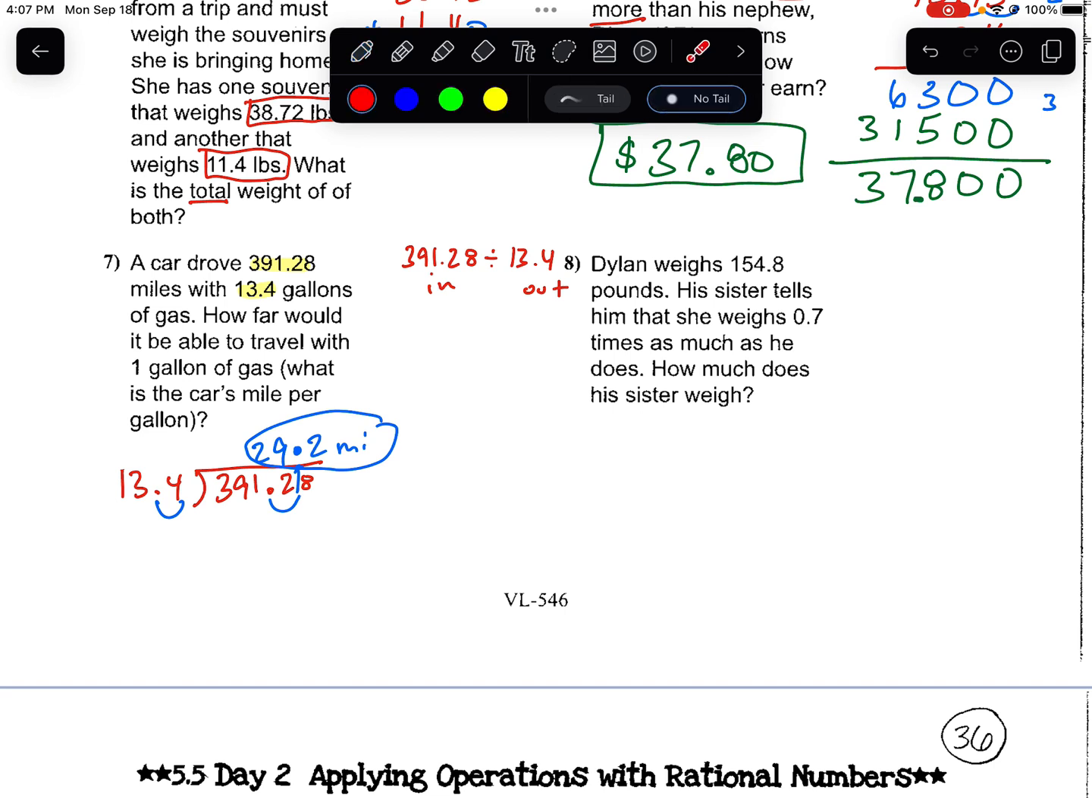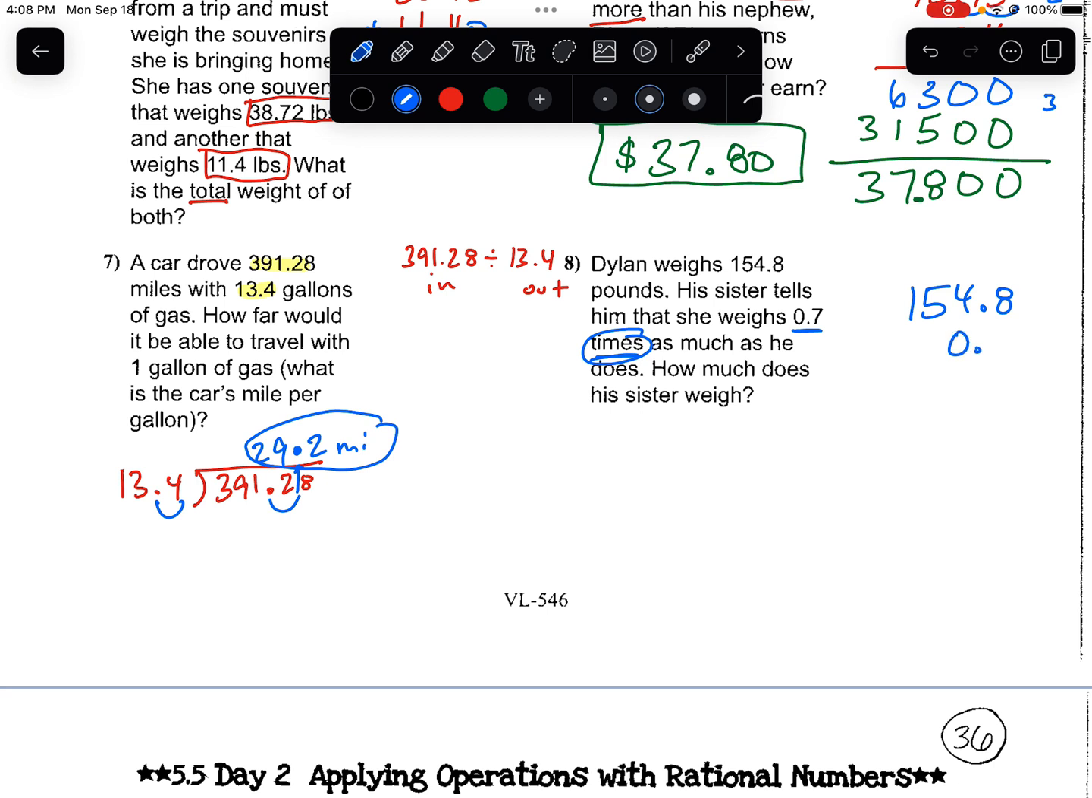Last one. Let's take a look at Dylan. Dylan weighs 154.8 pounds, and his sister tells him that she weighs 0.7 times as much as he does. How much does his sister weigh? 0.7 times as much as he does? How do I figure that out? Well, 0.7 times. Whenever you see the word times, you usually multiply, which is exactly what we're going to do. We're going to do 154.8 times 0.7.